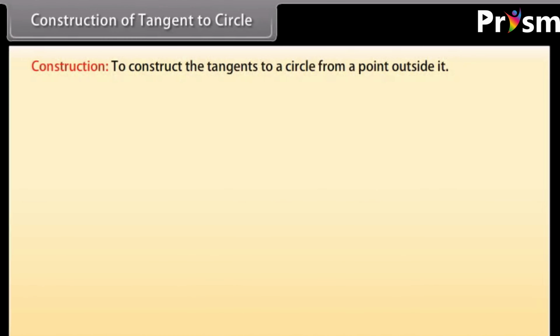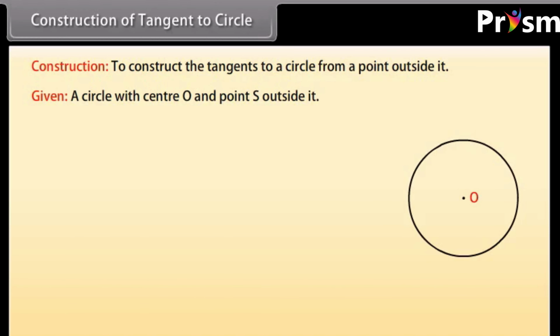Construction of tangent to circle. To construct the tangents to a circle from a point outside it, we are given a circle with center O and a point S outside it. We have to construct the two tangents from S to the circle.